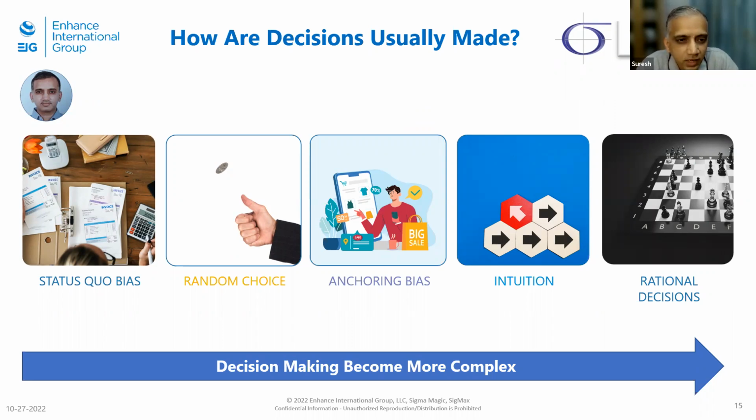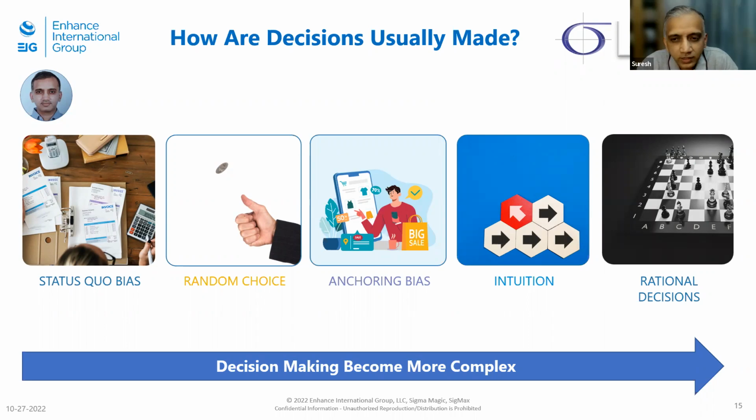So on this particular slide, we basically talk about the different approaches people typically use to make decisions. The first approach that people typically use is the status quo approach. So people feel, okay, we've always done it this way, or why fix it if it's not broke?